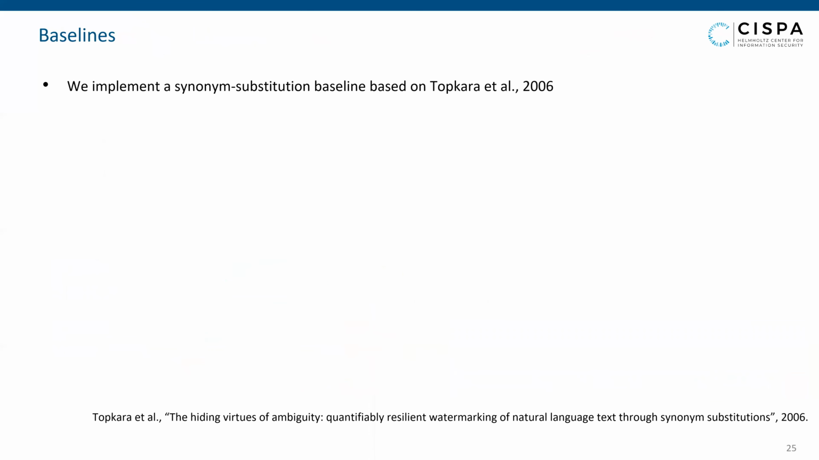Finally, we evaluate our model against baselines. We implement a synonym substitution baseline based on a previously introduced watermarking method. In summary, we replace a word with its synonym. We partition the synonym set for one word into two groups and assign different bits for each group. The decoding is then done by lookup tables.